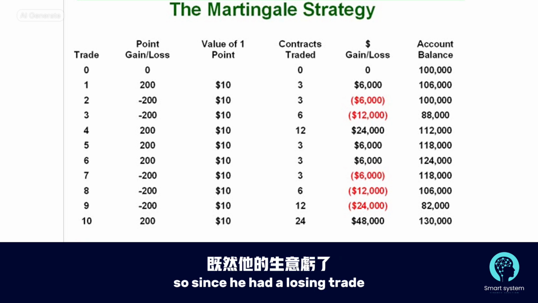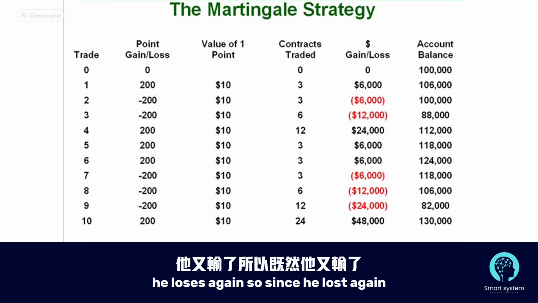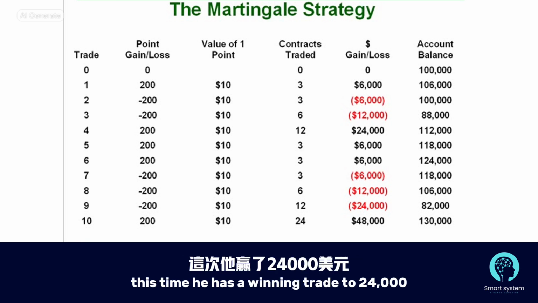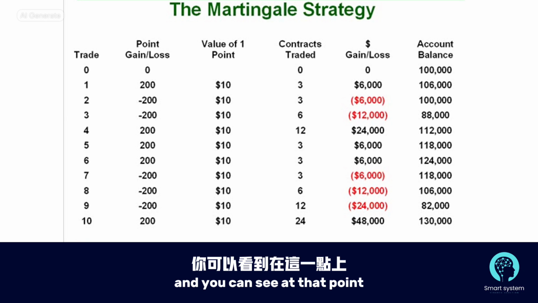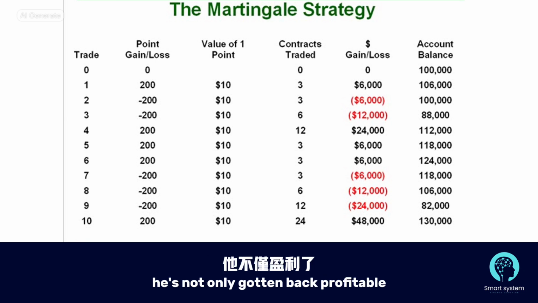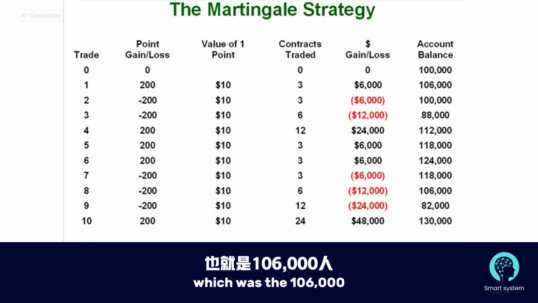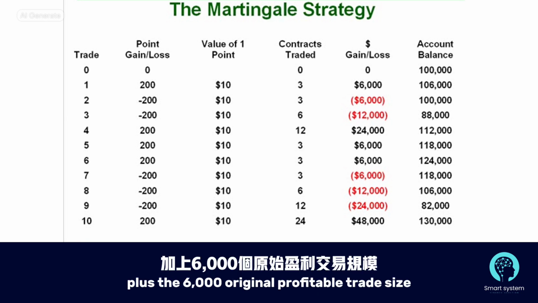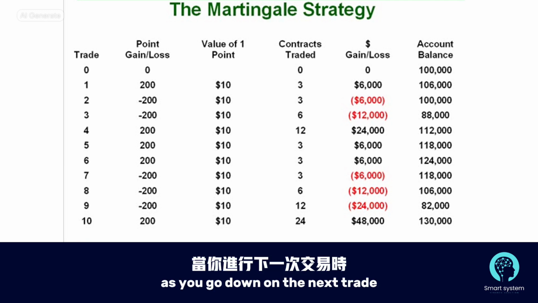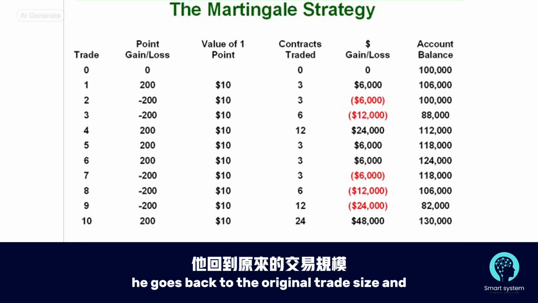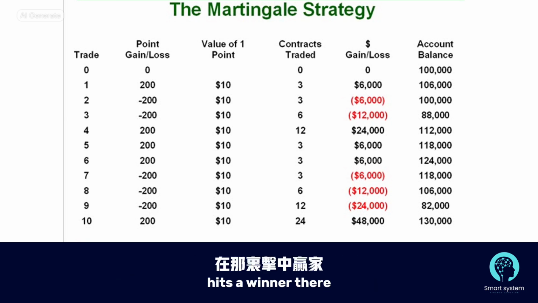Since he had a losing trade, he loses again, and since he lost again, he doubles again, from 6 to 12. This time he has a winning trade to 24,000, and you can see at that point he's gotten back profitable from the high point of the account before that, which was the 106,000, plus the 6,000 original profitable trade size. On the next trade, he goes back to the original trade size because he's had a winning trade, and hits a winner there.